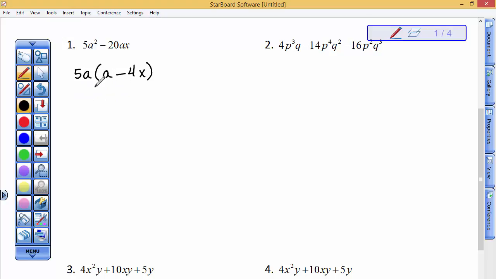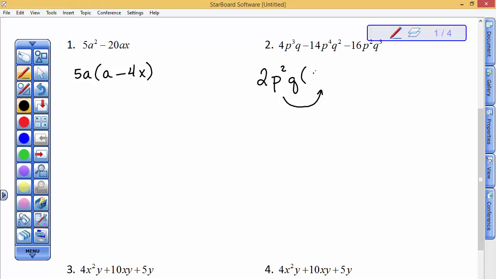My answer is handwritten in black here. Next, a 4, a 14, and a 16. They're all even, so it's probably a 2, because it can't be a 4, because 4 doesn't go into 14. Are there p's in everyone? P to the third, p to the fourth, p to the second. You can only factor out the smallest exponent. Are there q's? Yes. Q, q squared, q to the third. Q to the first is the smallest exponent. Now you go ahead and decide what needs to go here so that when you multiply this times that, you'll get what you started with.